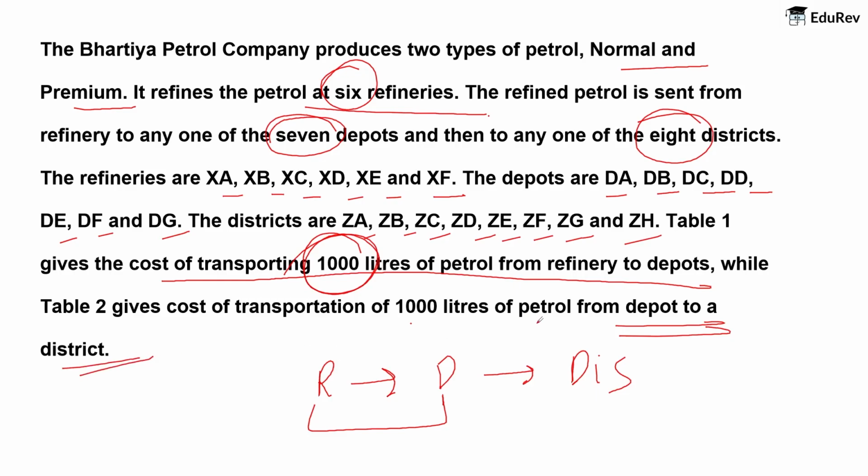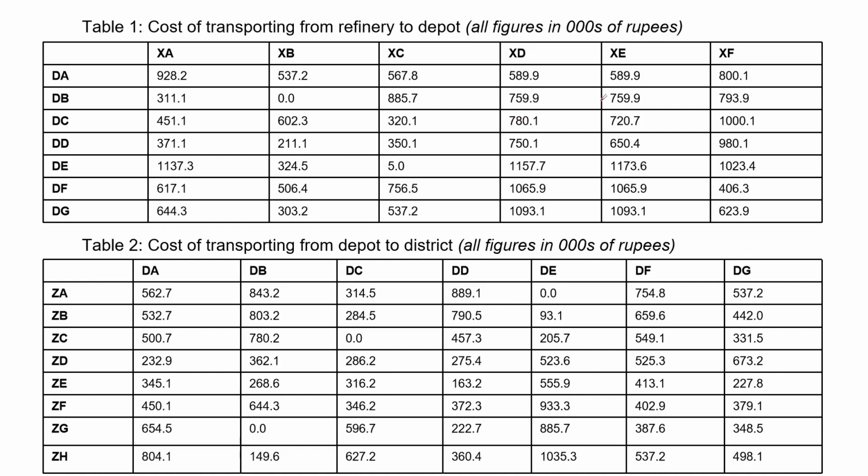Let's have a look at the tables. The cost of transporting from refinery to depot is given by table 1, and all figures are in thousands of rupees. So if it is 311.1, it is actually 311.1 into 1000. Please take care that these numbers are multiples of thousands. Table 2 gives the cost of transporting from depot to district. Again, all figures are in thousands of rupees. Please take care of this scale. I think there's no missing information in it.